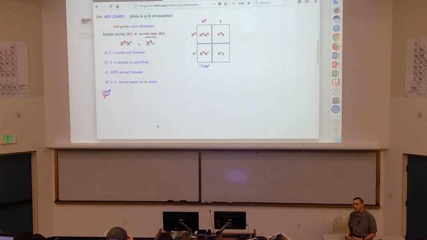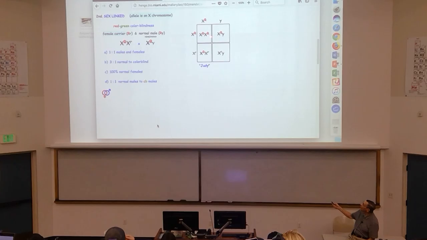What's the ratio for the colorblindness alone, irrespective of sex? Three dominant, one recessive. 3:1. So if you're simply looking at the trait carried by the chromosome, it's inherited in the classical monohybrid inheritance pattern. But you end up with some unusual results.